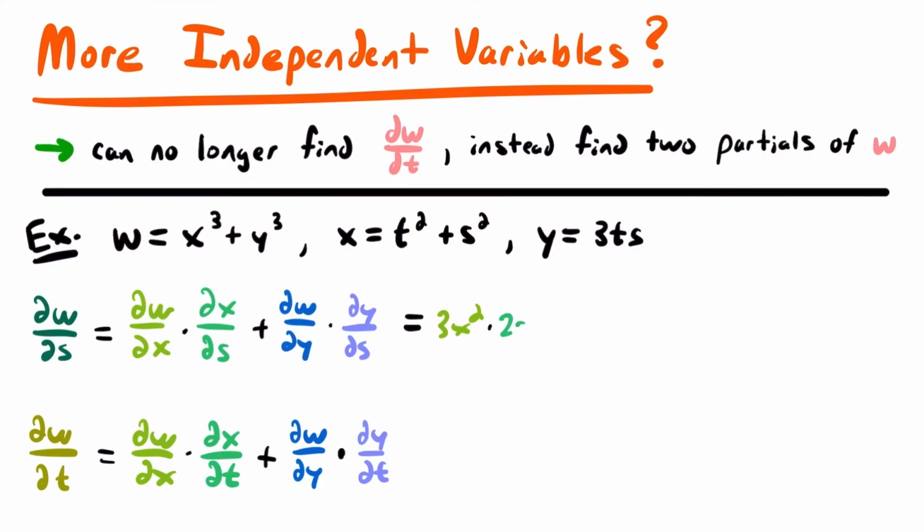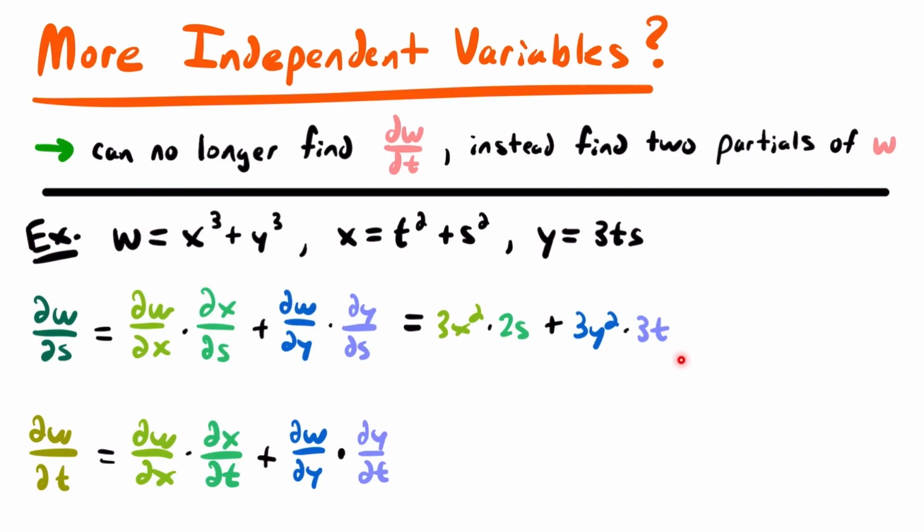So we're multiplying by 2s, and then you add that to the partial derivative of w with respect to y. So treat x cubed as a constant. That derivative will be 0, but the derivative of y cubed would be 3y squared. So we have 3y squared, and then that will be multiplied by the partial of y with respect to s. So looking at y here, if we're taking a partial with respect to s, s is to the first power, so its derivative will be its coefficient, which would be 3t, including that t, because t would be a constant. So we're multiplying by 3t.